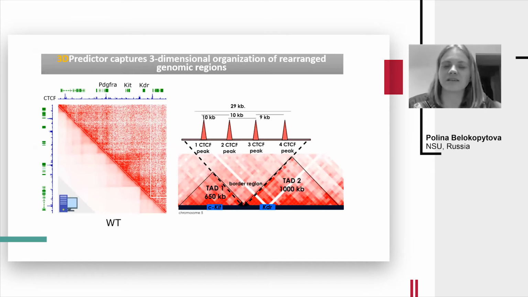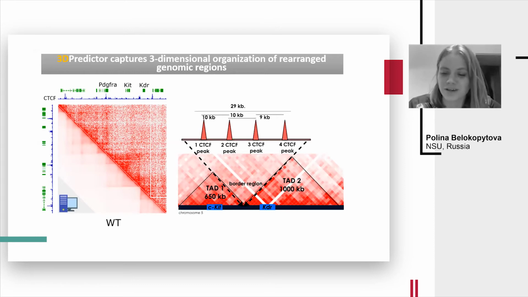I started my talk with the idea to predict changes in 3D genome contacts after chromosomal rearrangement. Here's the experimental data for mast cells. Please pay attention to this TAD boundary. Here's this zoomed region. There are four CTCF peaks located in this border. So what would happen if we delete this region?